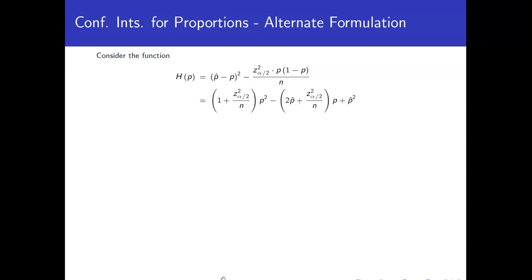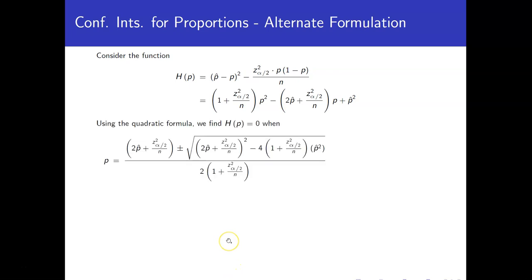All right, so we can rearrange this a little bit if we multiply out the binomial, distribute the fraction, and then refactor. We get this quadratic expression in p. So we've got 1 plus z squared over n times p squared, minus 2 times (p hat plus z squared over 2n) times p, plus p hat squared. The idea right now is that we want to find out where this quadratic is equal to 0. So we use the quadratic formula and solve it for p.